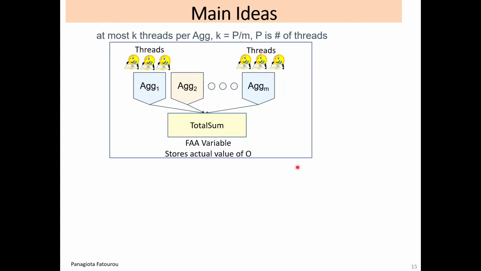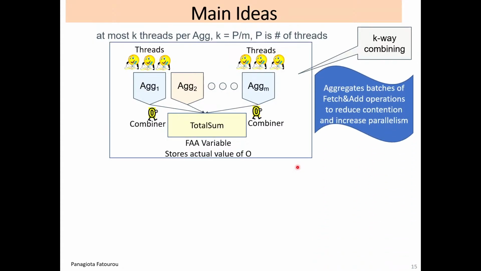And these K threads are going to compete in each aggregator to choose a combiner. Basically, this is a kind of K-way combining scheme. And this way, each aggregator aggregates batches of fetch and add operations to reduce contention and increase parallelism. I'm going to give more details later on.